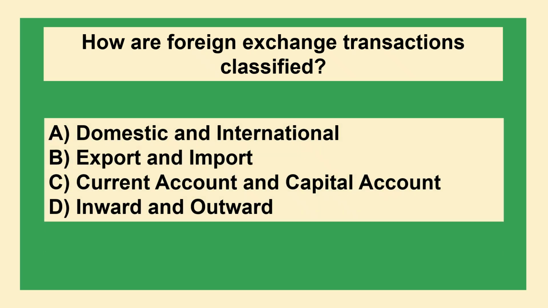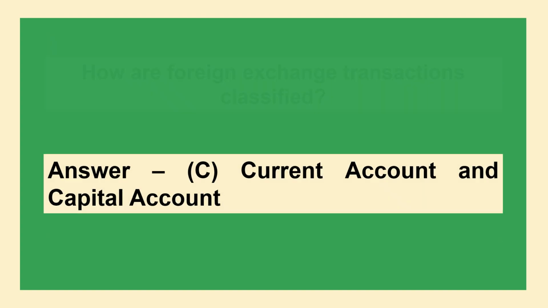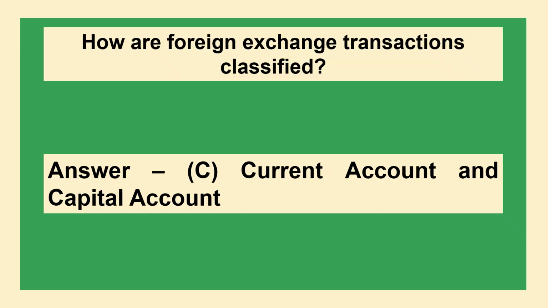How are foreign exchange transactions classified? Option A, domestic and international. Option B, export and import. Option C, current account and capital account. Option D, inward and outward. The answer is option C, current account and capital account.